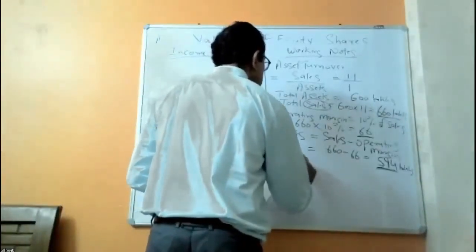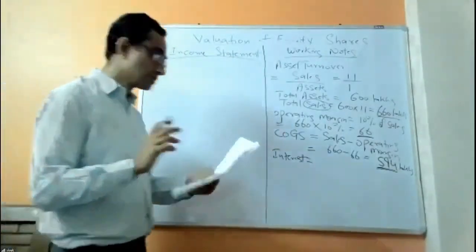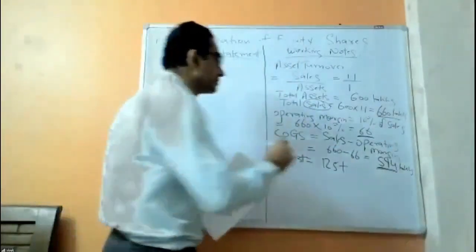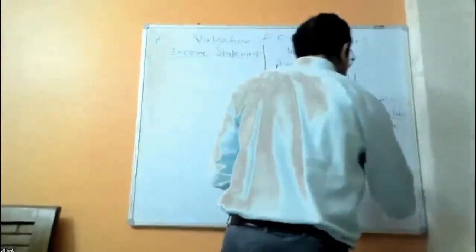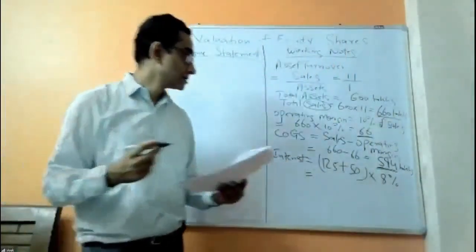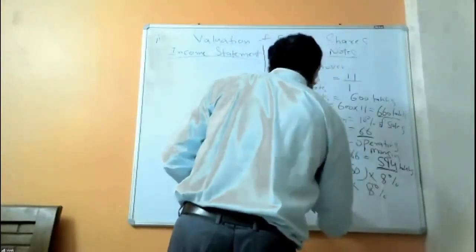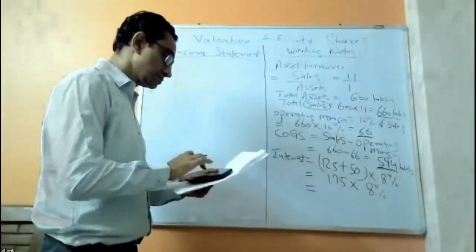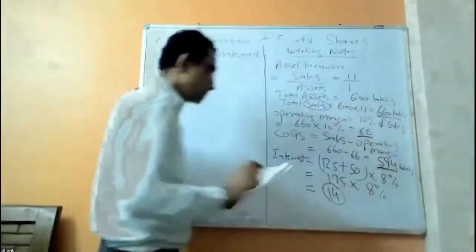Interest is equal to debenture plus bond. Debenture 125 plus bonds 50, multiplied by the 8% interest rate, since effective interest rate is given. So it will be 175 multiplied by 8%. So 175 into 8%, it is 14. So interest is coming to 14.